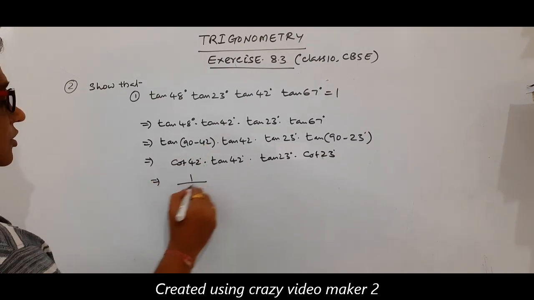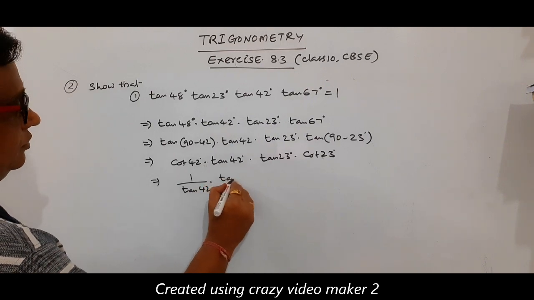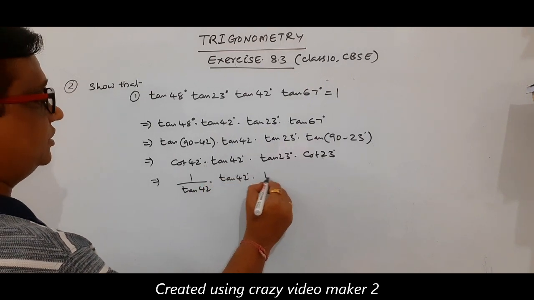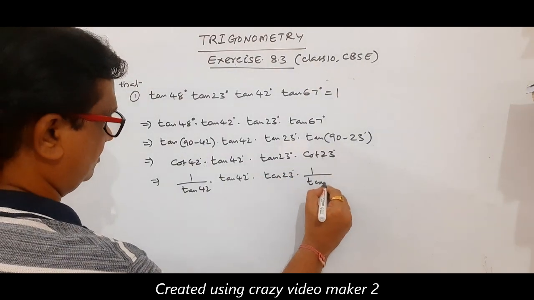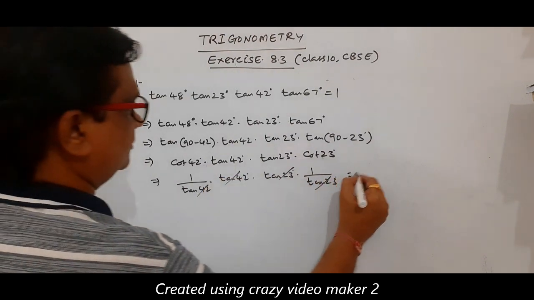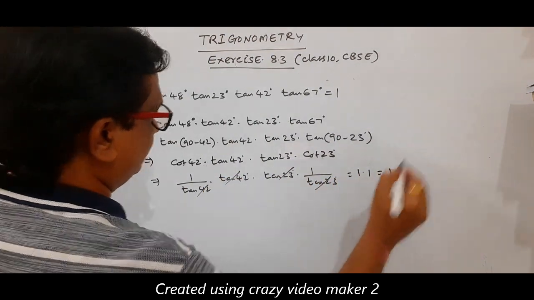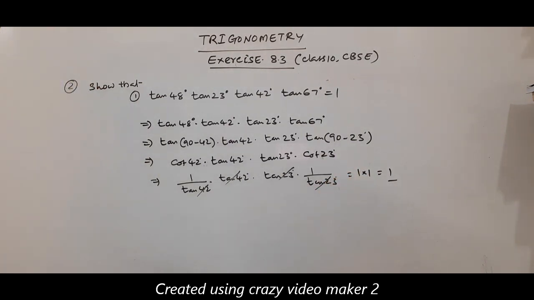Cot is the reciprocal of tan. So you can write 1 by tan 42 into tan 42 into tan 23 into 1 by tan 23. So these two are cancelled, these two are cancelled. So 1 into 1, that is 1. 1 into 1, that is 1. Like this. Next question is also the same.